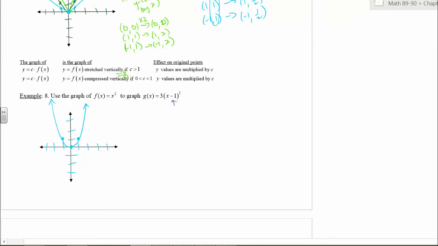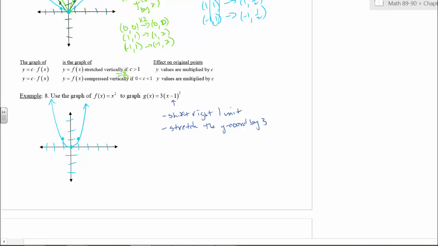Well, you work inside out. So this first, the -1, is going to shift the parabola right, because you move opposite the sign, right 1 unit. And then the 3 on the outside is going to stretch the y coordinates by 3. So what does that mean? Well, let's do the first shift first.